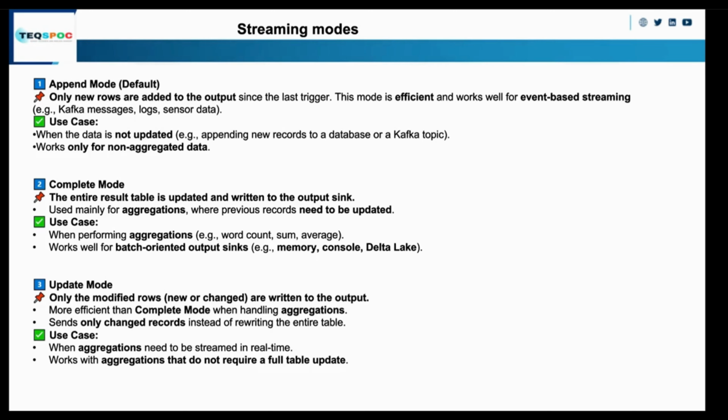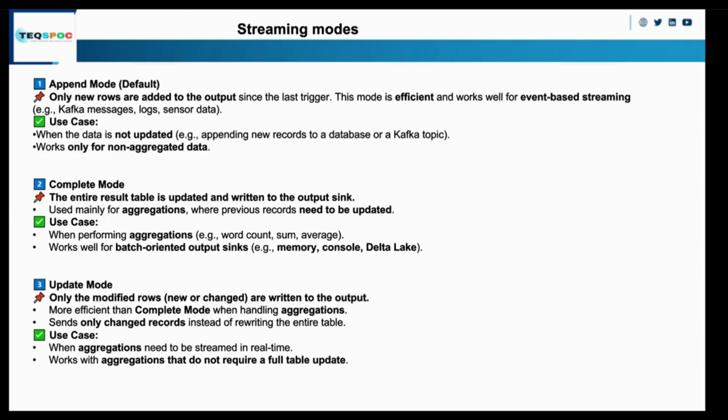Okay, so the use case is when aggregations need to be streamed in real time, and it works with aggregations that do not require a full table update. It's quite self-explanatory, right? If I do want a full table update, in that case I'll use the complete mode. It will simply write off all the previous aggregations and write the new ones. But if I want to keep all the batches of the aggregated output, in that case I can use the update mode.